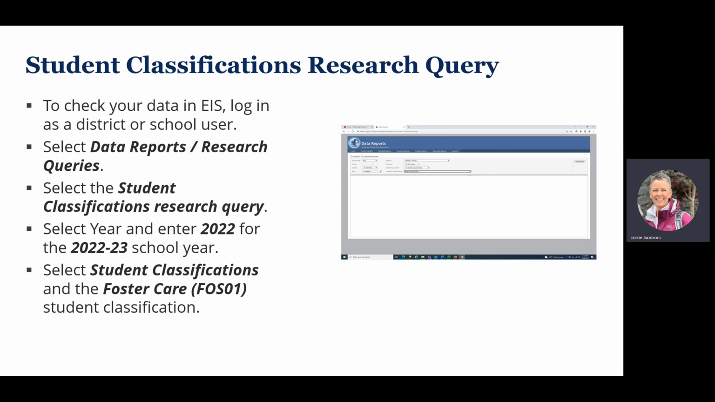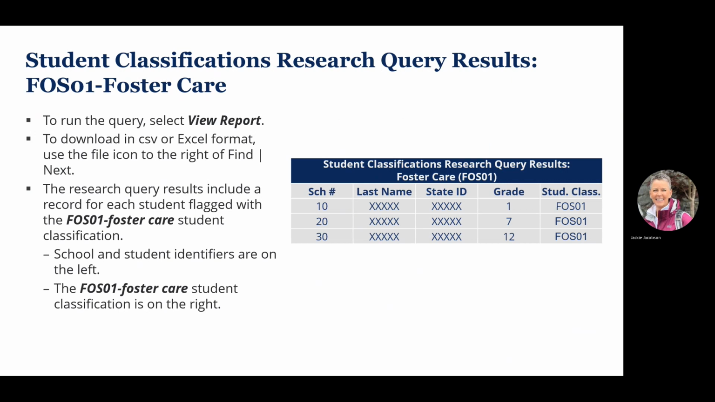This is just a reminder for you about the process to use for research queries. To check your data in EIS, be sure to log in as a district or school user. You then select Data Reports, Research Queries. Then select the Student Classifications Research Query. Select the year, enter 2022 for the upcoming school year. Select Student Classifications and the Foster Care FOS01 Student Classification. To run that query, select View Report.